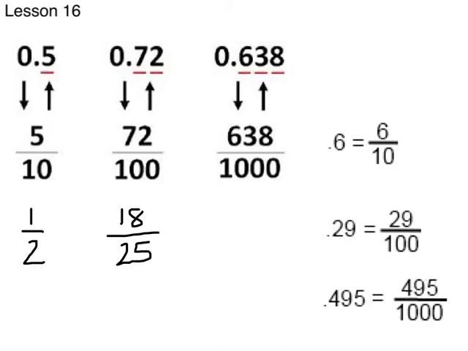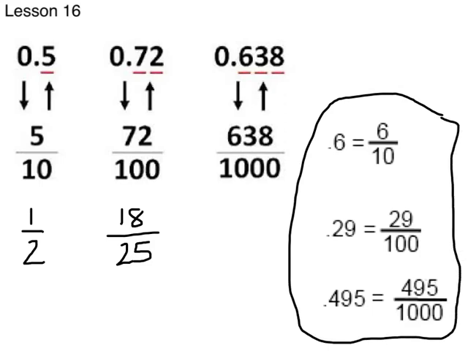Alright, and then the 6, the 3, and the 8, 3 places after the decimal, is the thousandths place. So we're going to make that 638 over 1,000. And again, you can reduce those by finding the greatest common denominator, or least common multiple, as we'll learn in a few more lessons. And then here are just a few other examples of how that can be done.